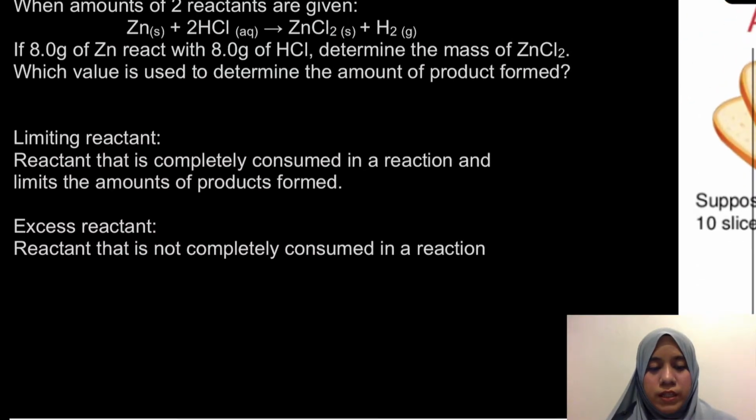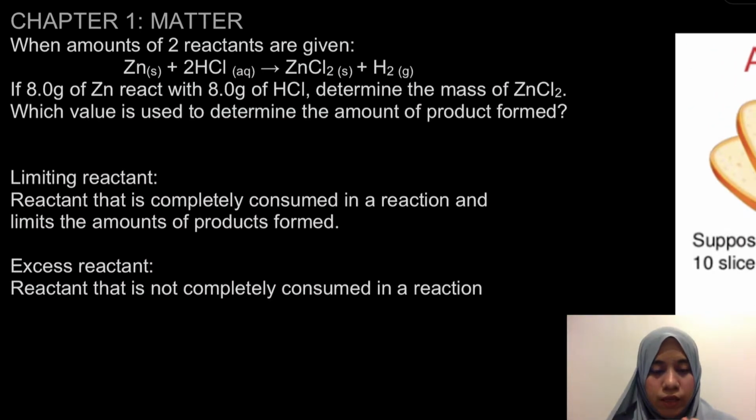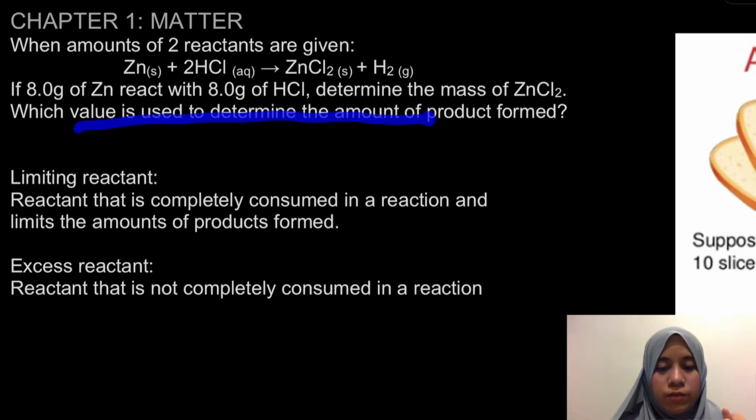Okay, so kita tengok dekat sini, when amounts of two reactants are given, and then we do have our equation which is balanced. This is actually the equation yang kita ada tengok pada experiment 1. If 8 gram of zinc reacts with 8 gram of HCl, determine the mass of zinc chloride. And dia tanya, which value is used to determine the amount of product formed? Okay. So, kenapa dia tanya macam ni?